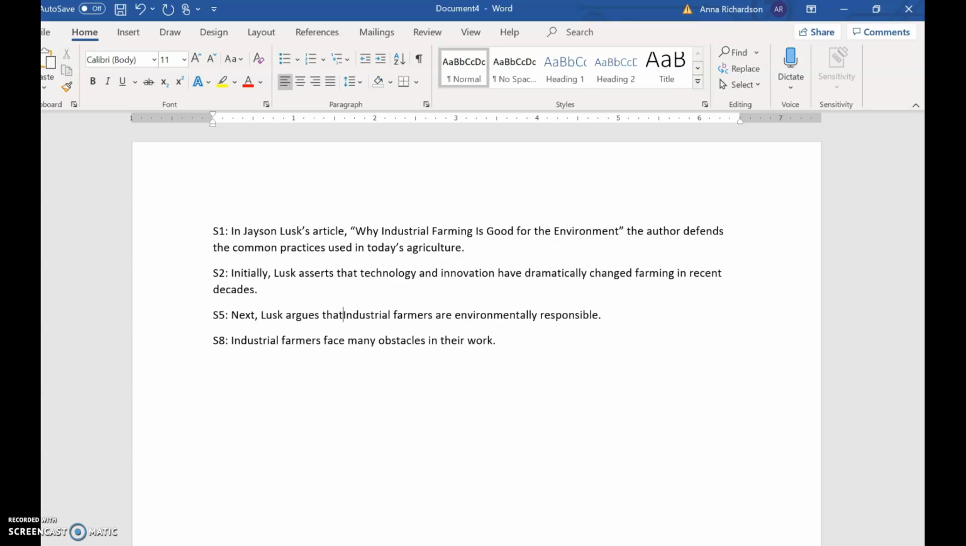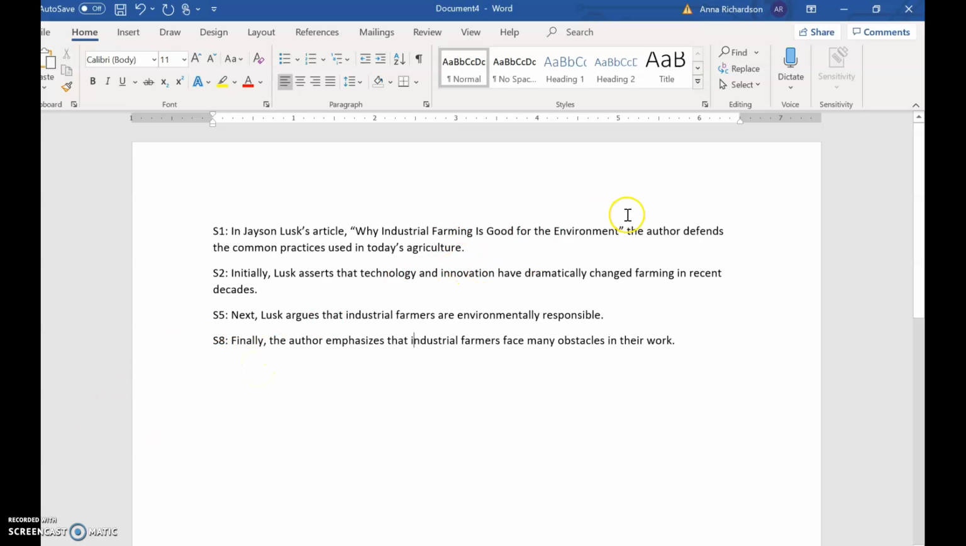Lusk argues that industrial farmers are environmentally responsible. I'm following that same pattern. I'm going to prove it with evidence from the text, and then I'm going to explain it in sentence 7, and then I'm ready for sentence 8. Finally, I've been saying Lusk a lot, so I think I'm going to change it right here. The author emphasizes that industrial farmers face many obstacles in their work.